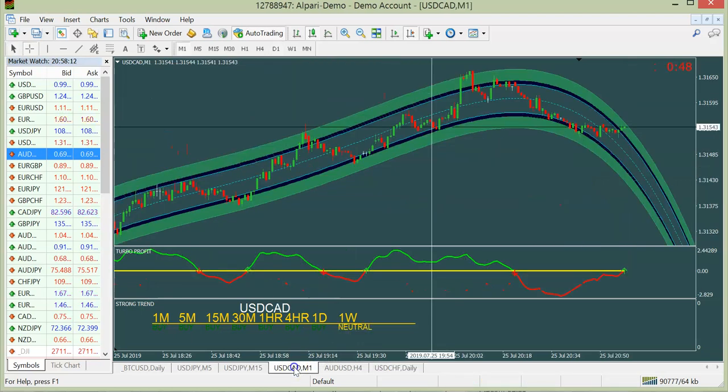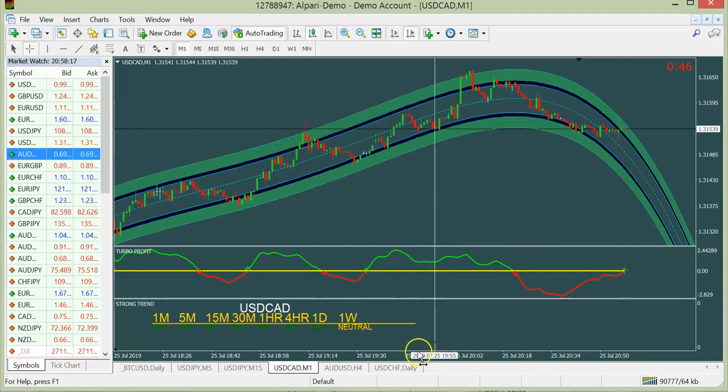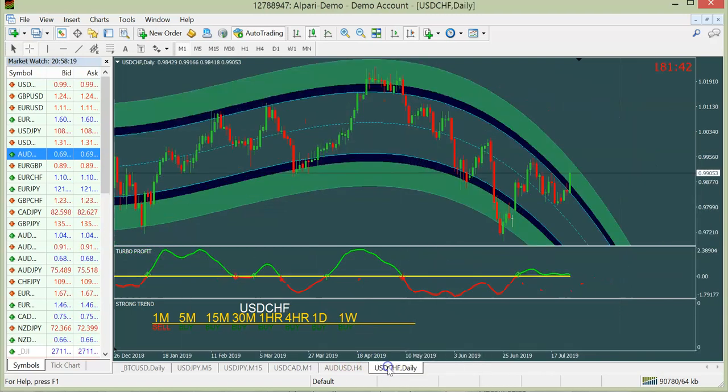We get a signal on M1 which is not valid. I will explain you later. So let's first of all explain the rules, how to use it, and then we'll show the different time frames and how to use it for binary and how to use it for forex.